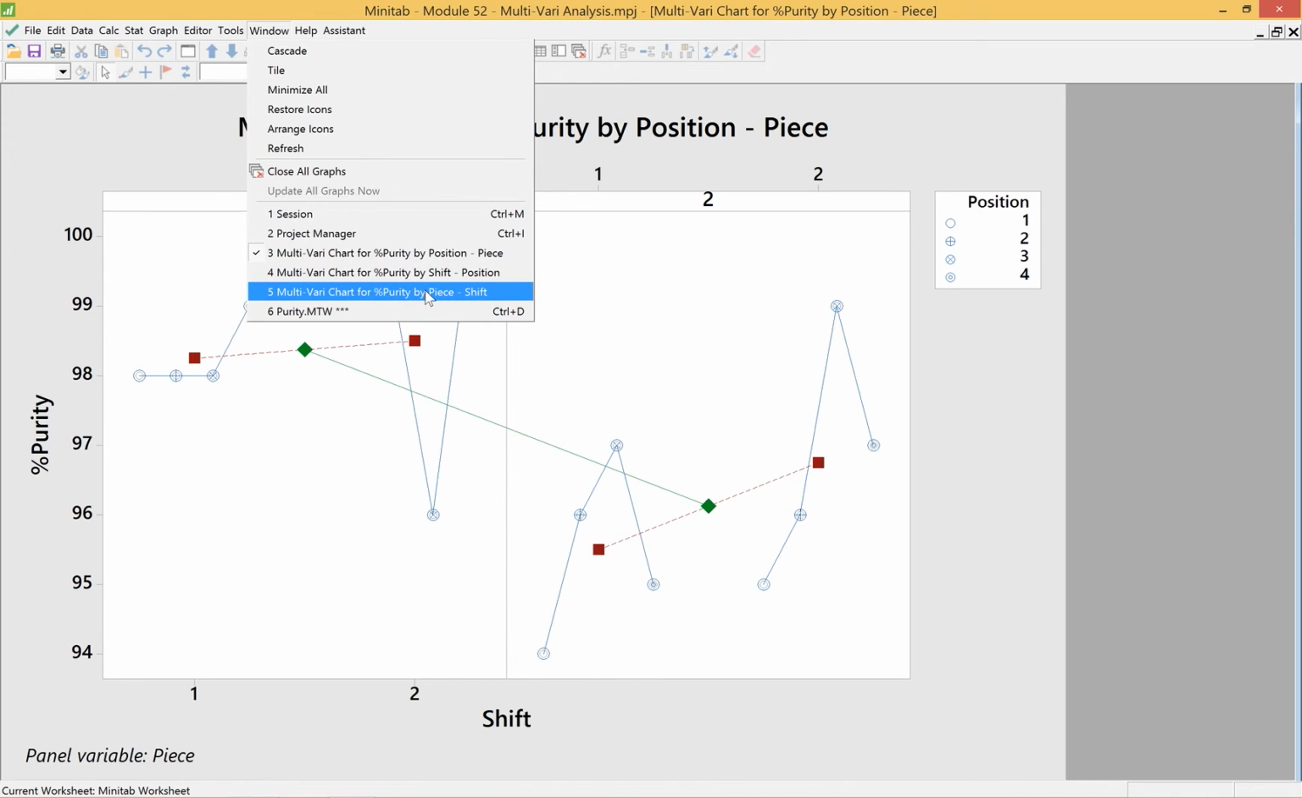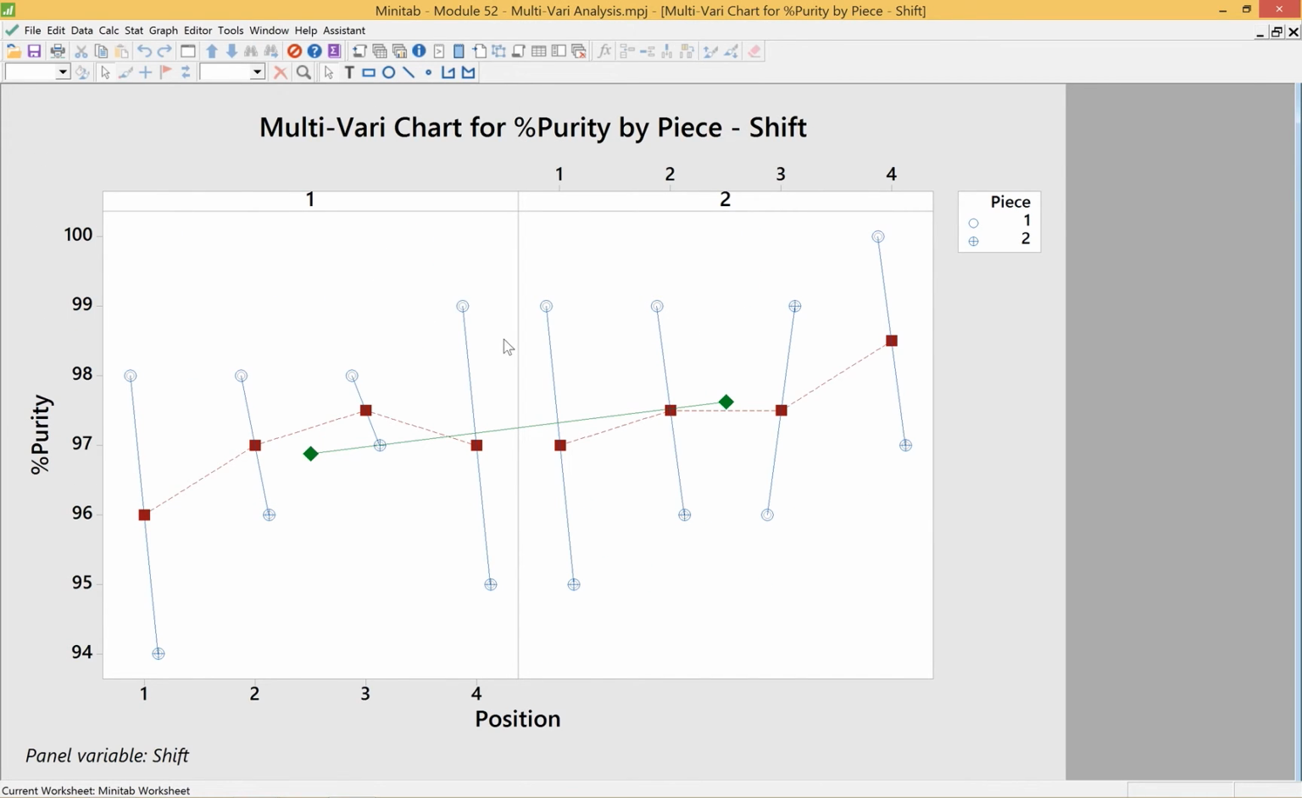Now if I take a look at this by shift, I say, okay, what am I saying? Here's the piece-to-piece variation, okay? And there's the position variation, and I don't see any difference in here really, and I don't see the difference there. So which one of those three is the one you would like to discuss with the operators?